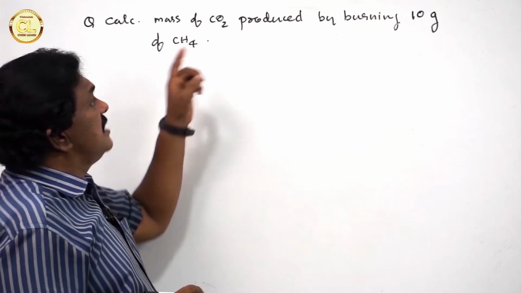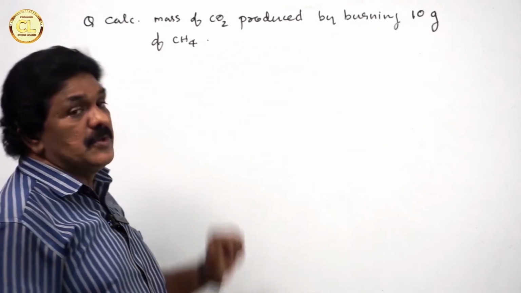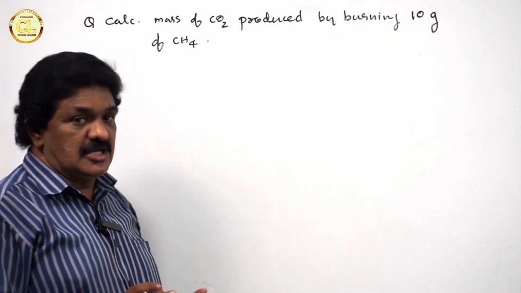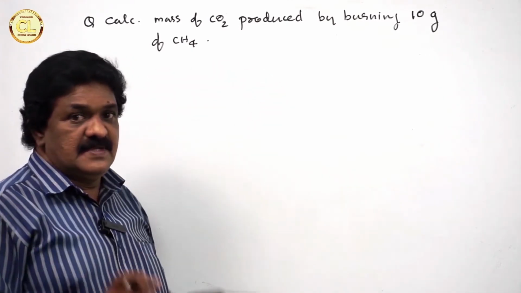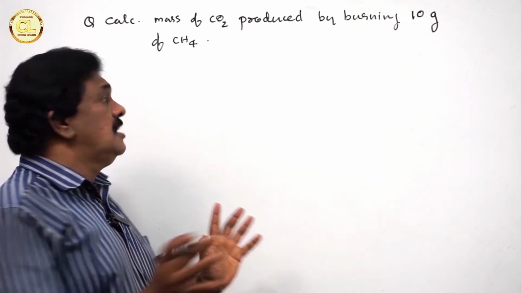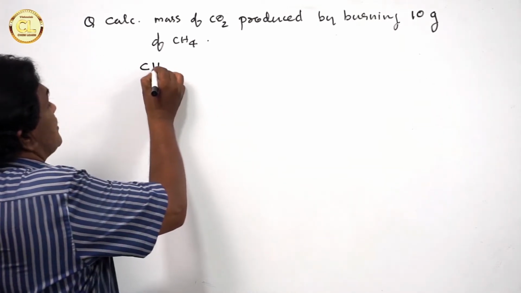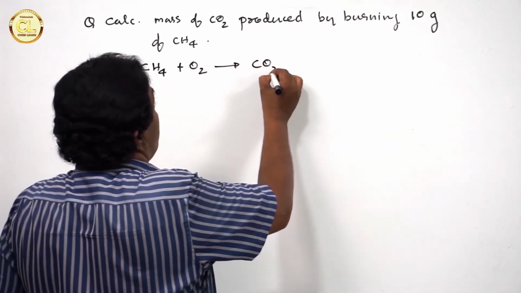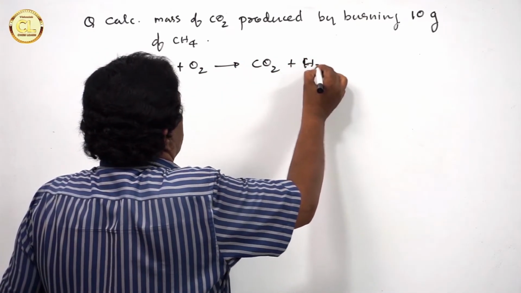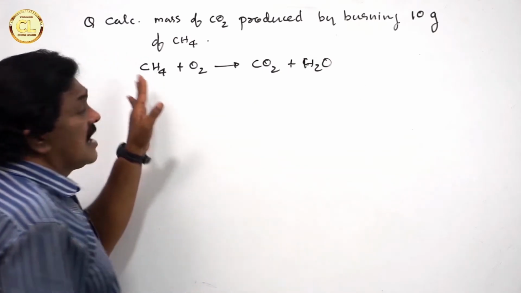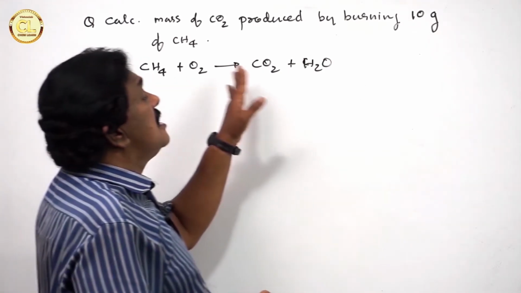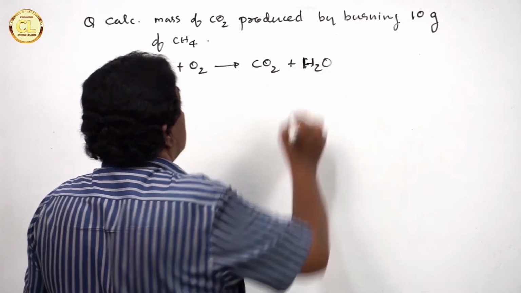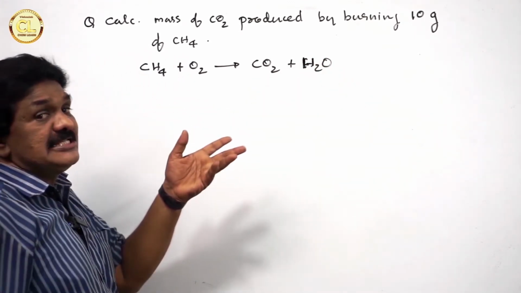For finding the mass of carbon dioxide produced, we have to represent the complete balanced equation for the reaction. It is according to stoichiometry. See, methane is CH4. It reacts with oxygen forming carbon dioxide and water. It's a hydrocarbon. When a hydrocarbon burns in oxygen it forms carbon dioxide and water. See, this is the equation. Check whether the equation is balanced.